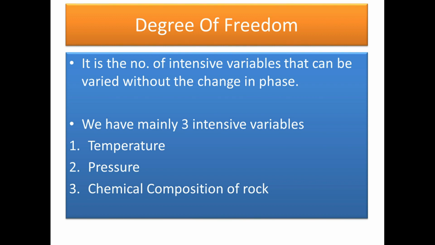We have mainly three intensive variables: pressure, temperature and chemical composition of the rock. Now, what do we mean by intensive variables? These are properties of a system which don't depend upon the amount of substance present in the system. Let's take an example. Suppose we have a bucket of water at 40 degrees Celsius. If we remove half of the water from the bucket, that won't affect the temperature of the water. The temperature would remain the same, 40 degrees Celsius.